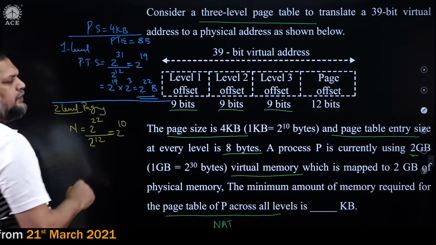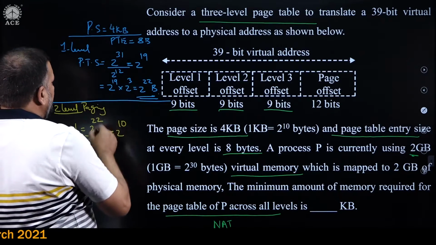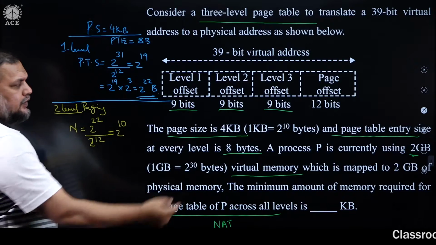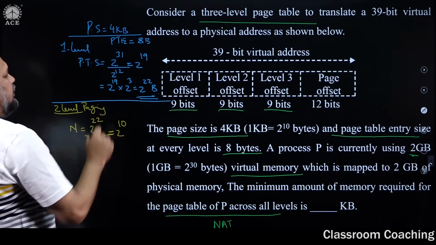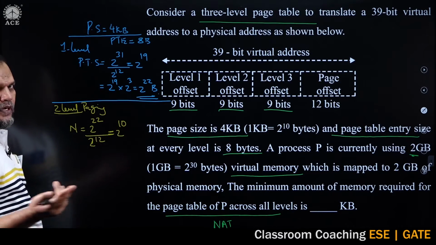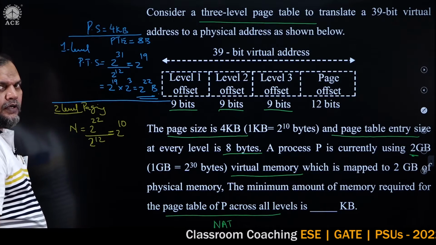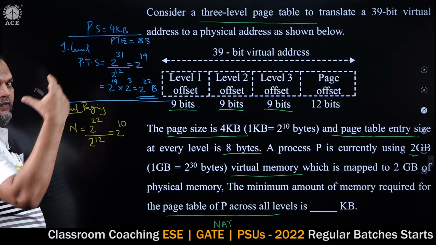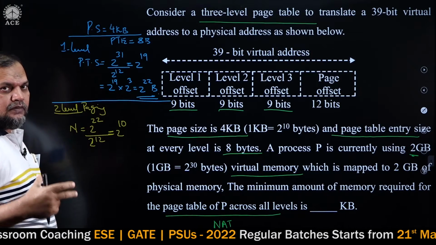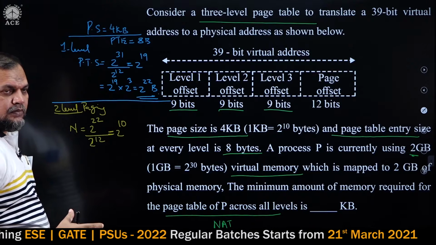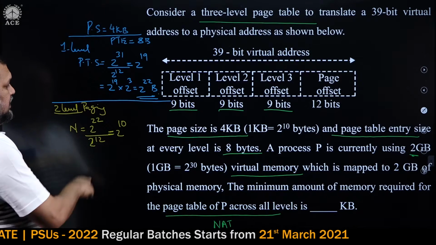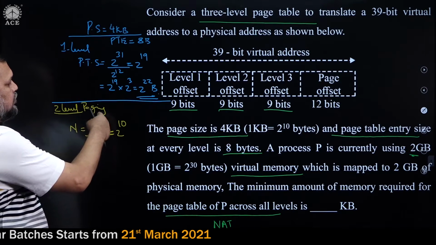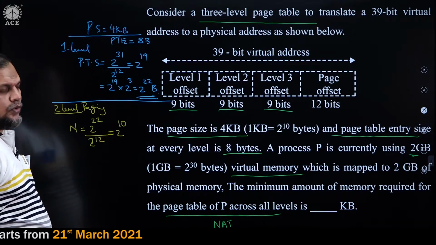Either you can do it this way, or you can divide 2 power 19 by 2 power 9, the offset which is needed, this second 9 bits offset. So, 2 power 19 by 2 power 9 is 2 power 10, or 2 power 22 divided by 2 power 12. Why? Because I am taking the whole page size. I am assuming that at every level of paging the page size is 2 power 12. I am repeatedly saying you can divide either this way, or 2 power 19 by 2 power 9, which is essentially the same.